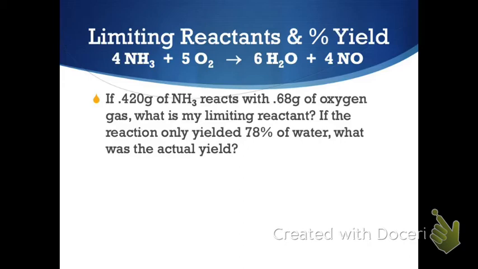The question says, if 0.42 grams of NH3 reacts with 0.68 grams of oxygen gas, what is my limiting reactant, right? That's the first part of it. I'm starting with 0.420 grams of NH3 and 0.68 grams of O2.